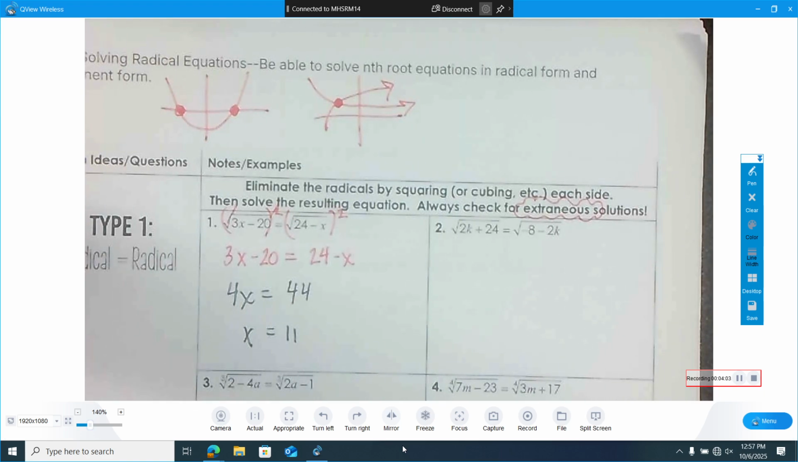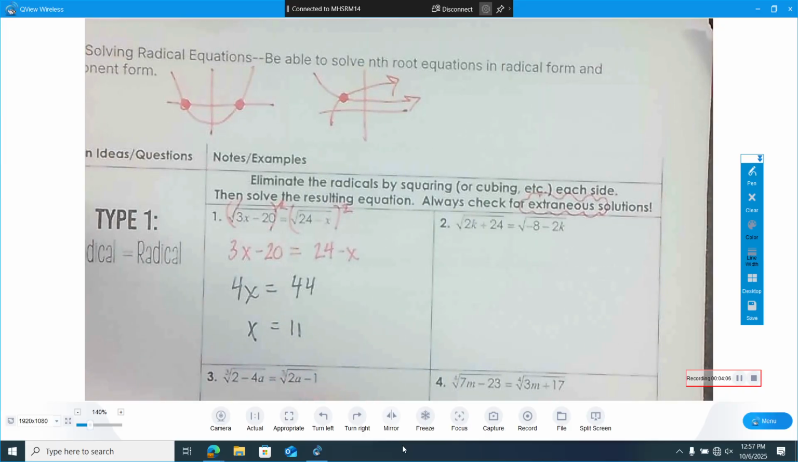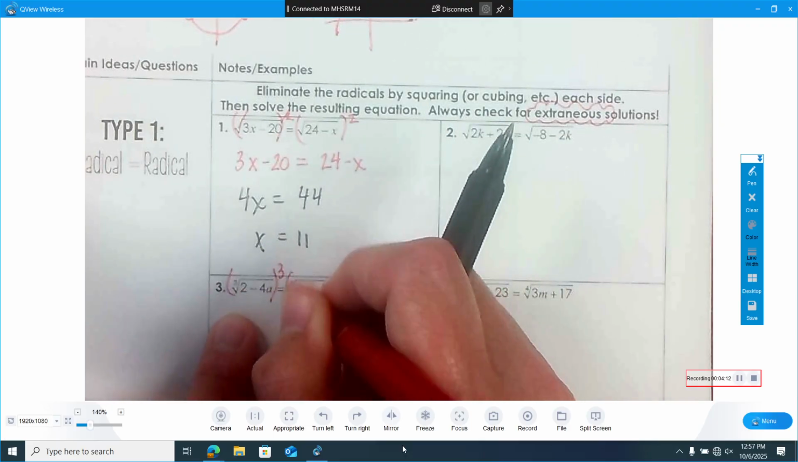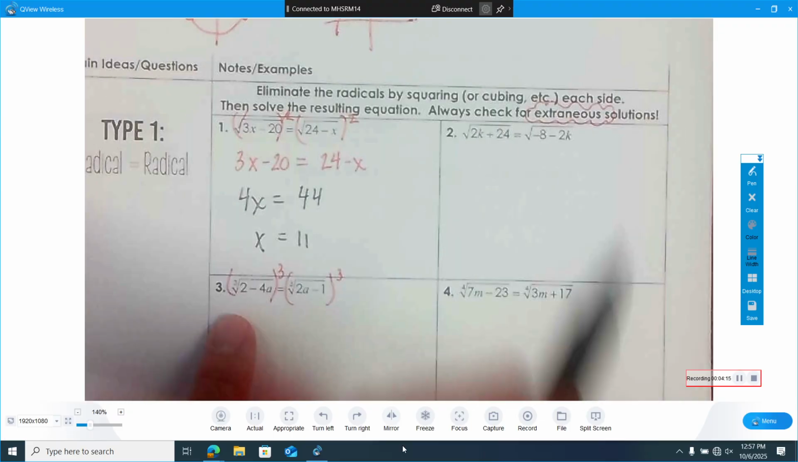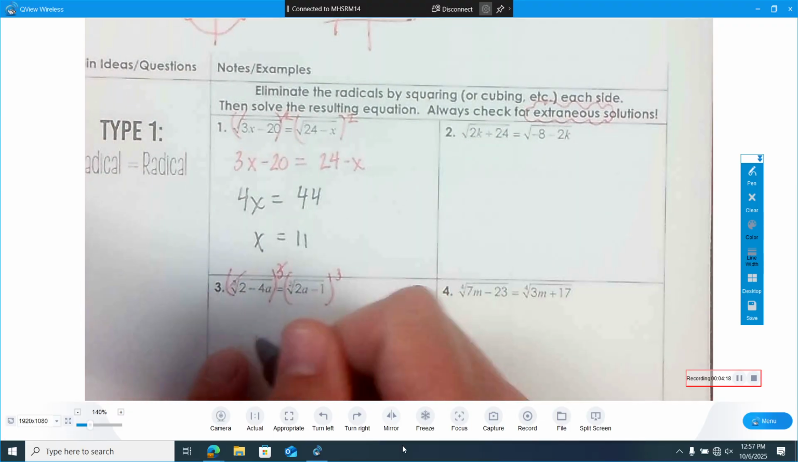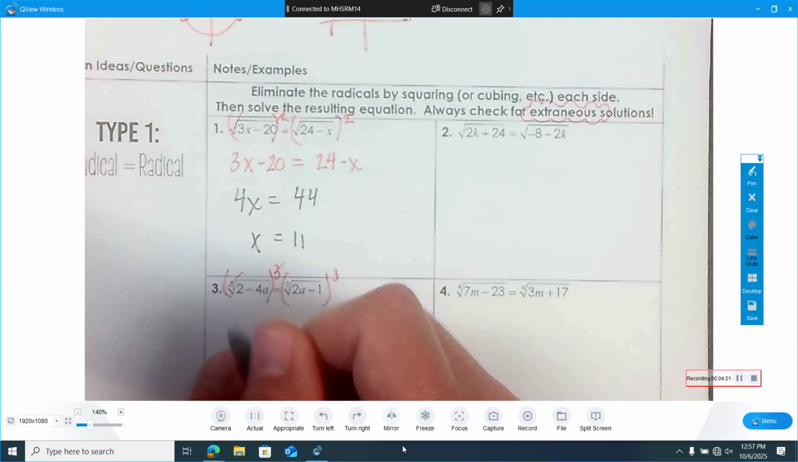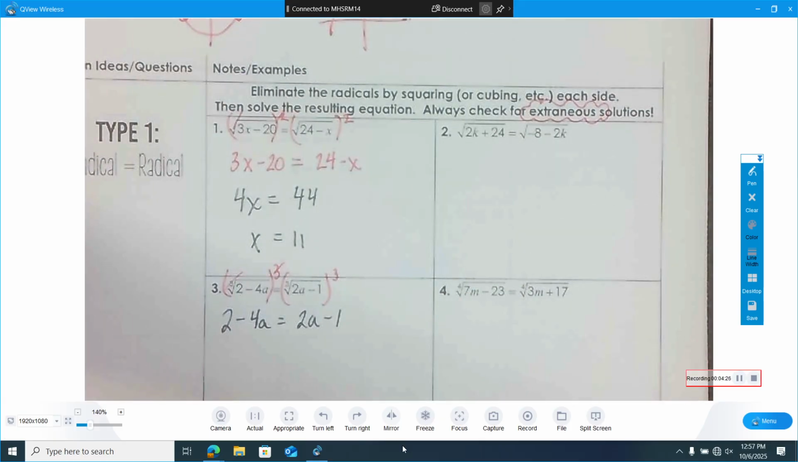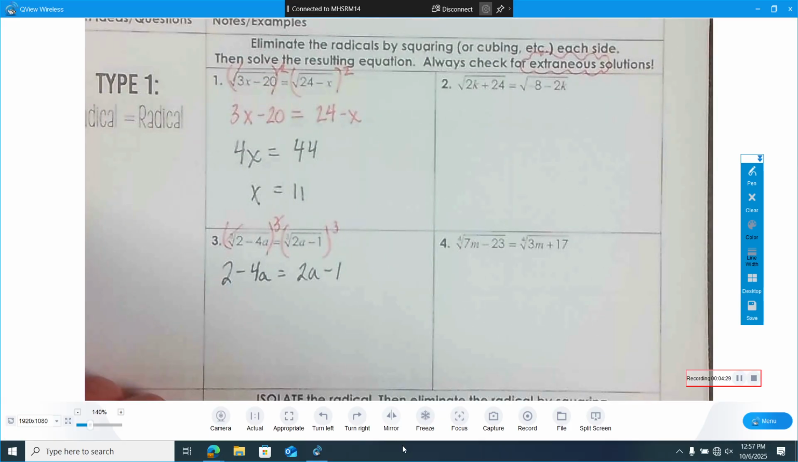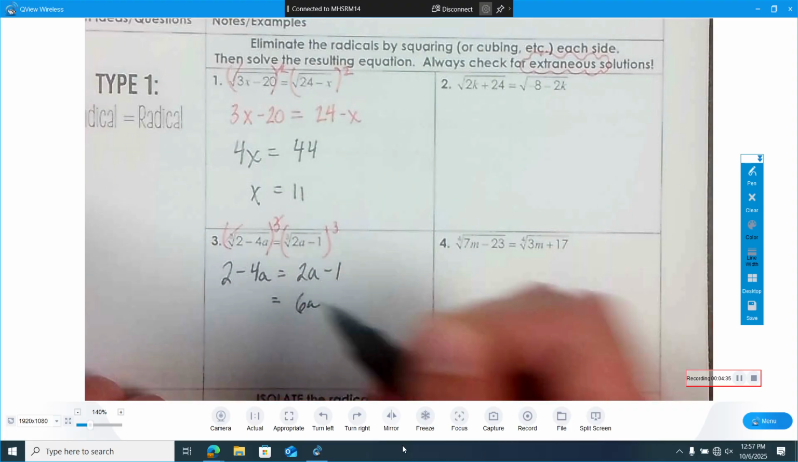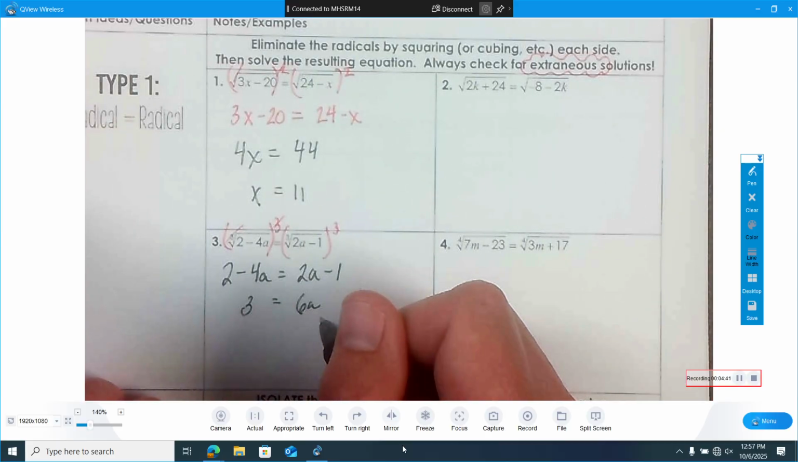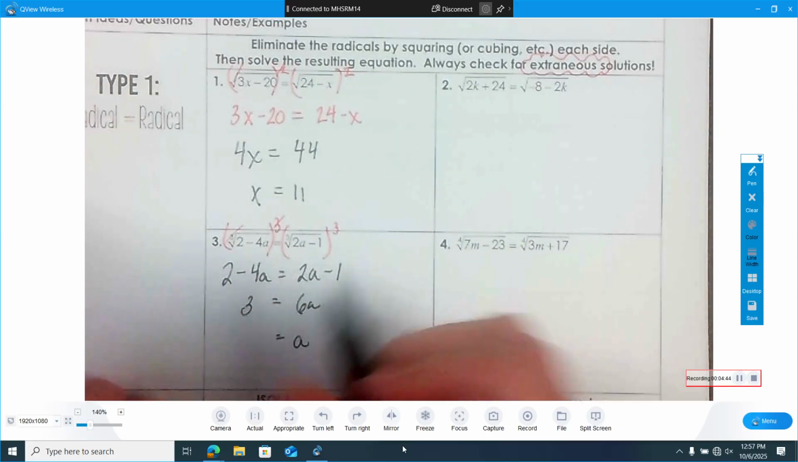On number 3, I have a cube root equal to a cube root. How do we get rid of the cube root? Square? Cube, yeah. The cube and the cube root cancel each other out, leaving behind what? Yeah, just the guts of the stuff there. 2 minus 4a is equal to 2a minus 1. And then we can do what? Plus 4a, so it's going to give me a 6a. And then add 1 to the other side, so that gives me a 3. And then divide by 6, which gives me 1/2.